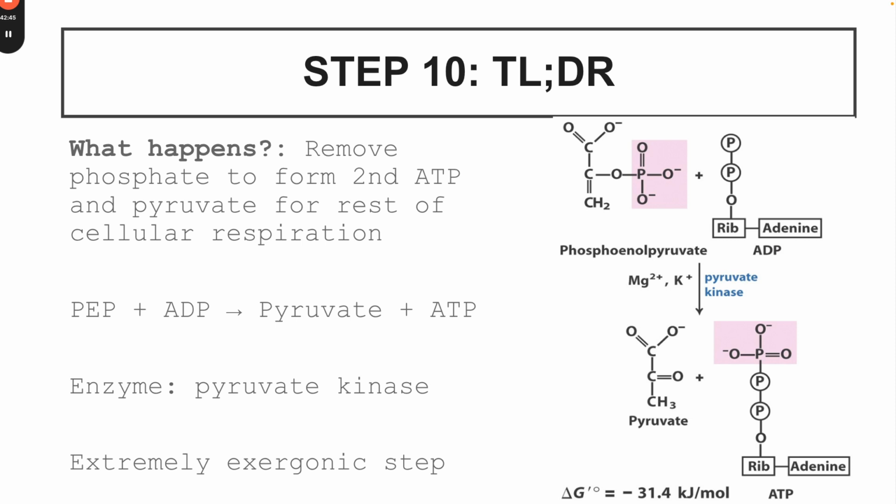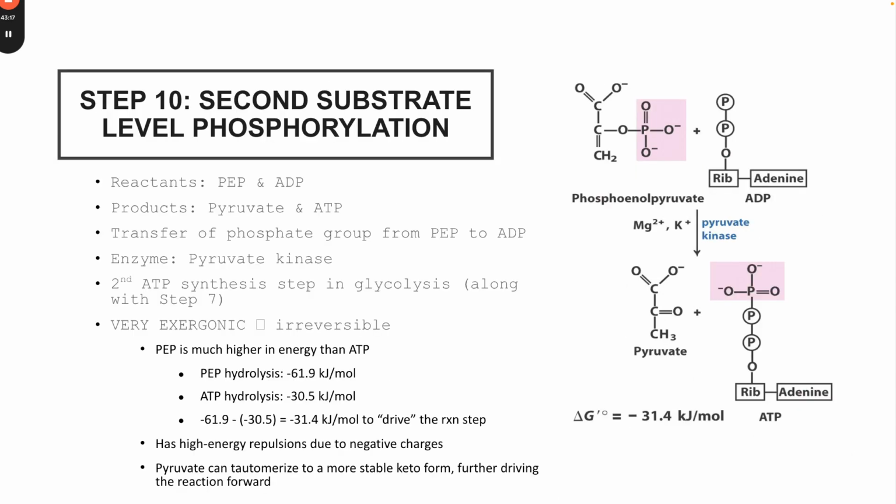And then this step is extremely exergonic because phosphoenolpyruvate has high energy repulsion due to the negative charge. So it's a tiny molecule with this negatively charged phosphate group and these negatively charged oxygens. So it kind of wants to get rid of that phosphate. And this step allows it to do that. And pyruvate can tautomerize to a more stable keto form. And it really wants to tautomerize to that keto form, which is another reason why it's driving this phosphate off and is favorable for the phosphorylation of ADP. That is glycolysis.